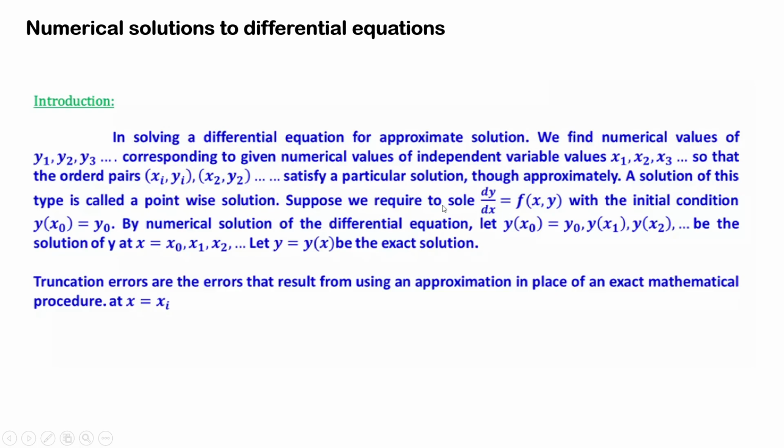Suppose you need to solve dy/dx equals f(x,y) with an initial condition y(x0) given as y0. Now by the numerical solution of the differential equation, let y(x0) equal y0, y(x1), y(x2) be the solution of y at the different values of x: x0, x1, x2, etc. And let y equal y(x) be the exact solution. The truncation errors that result from using this approximation in place of an exact mathematical procedure, you calculate these errors and you try to minimize them.